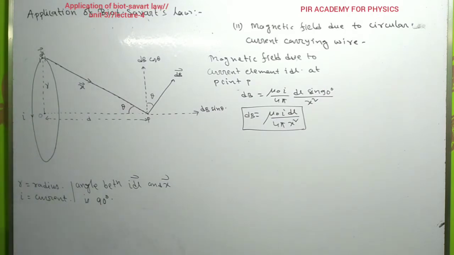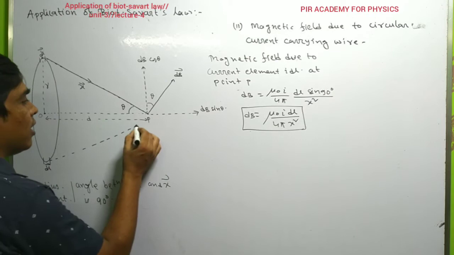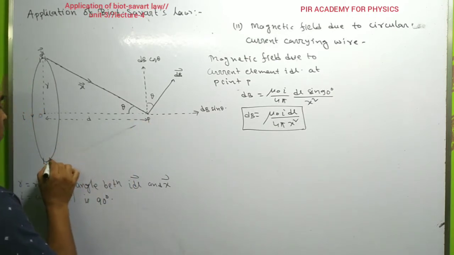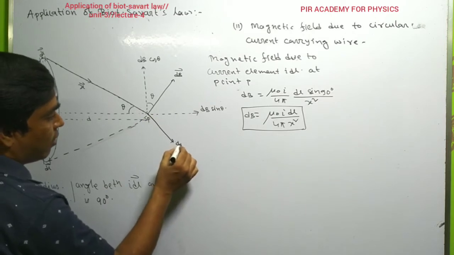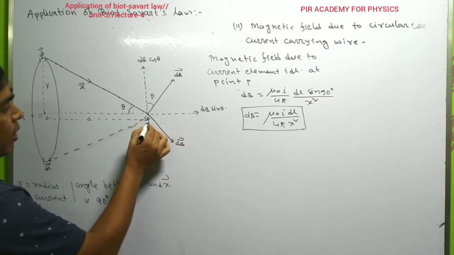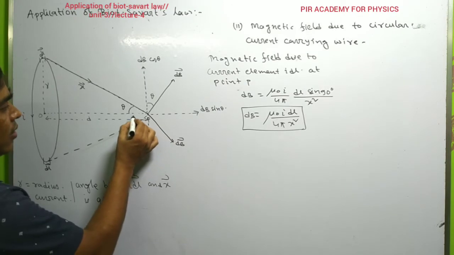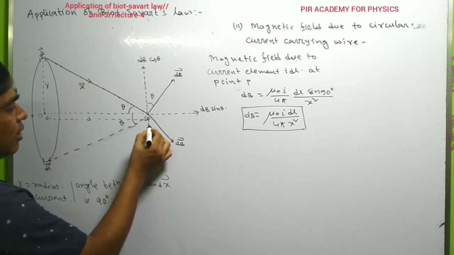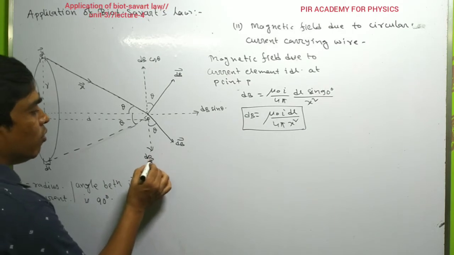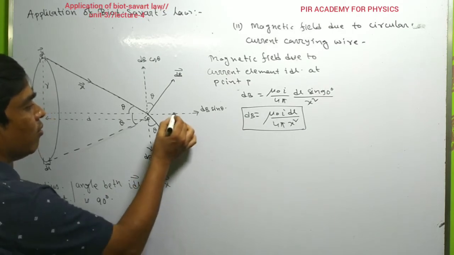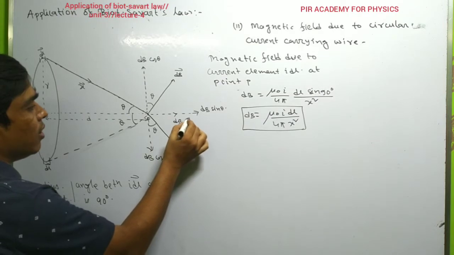If I take a similar current element in this region, then the direction of the magnetic field will be along this direction. Suppose this is dB. If I resolve it, and this angle is theta, then this angle will also be theta. So along this direction it will be dB cos theta, and along this direction it will be dB sin theta.